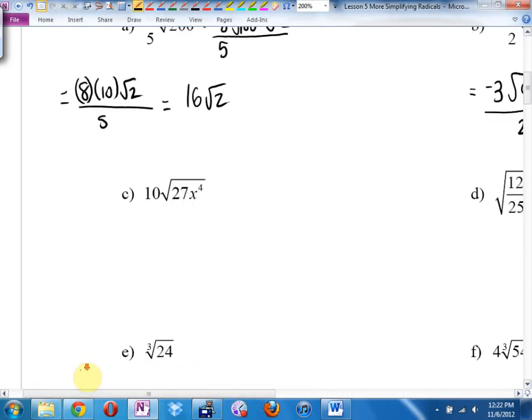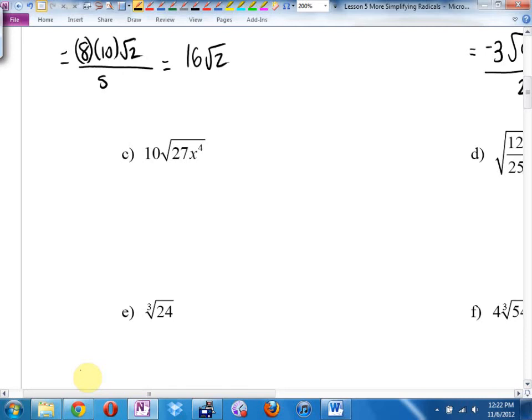C. Is that the question you guys have for C? 10 root 20? Okay. It says simplify, then let's simplify. This is going to be, rewrite the 10 in front. What can I break root 27 down into? Root 9, root 3? What can I break x to the 4th down into? Wait a minute. Isn't x to the 4th a perfect square as is?